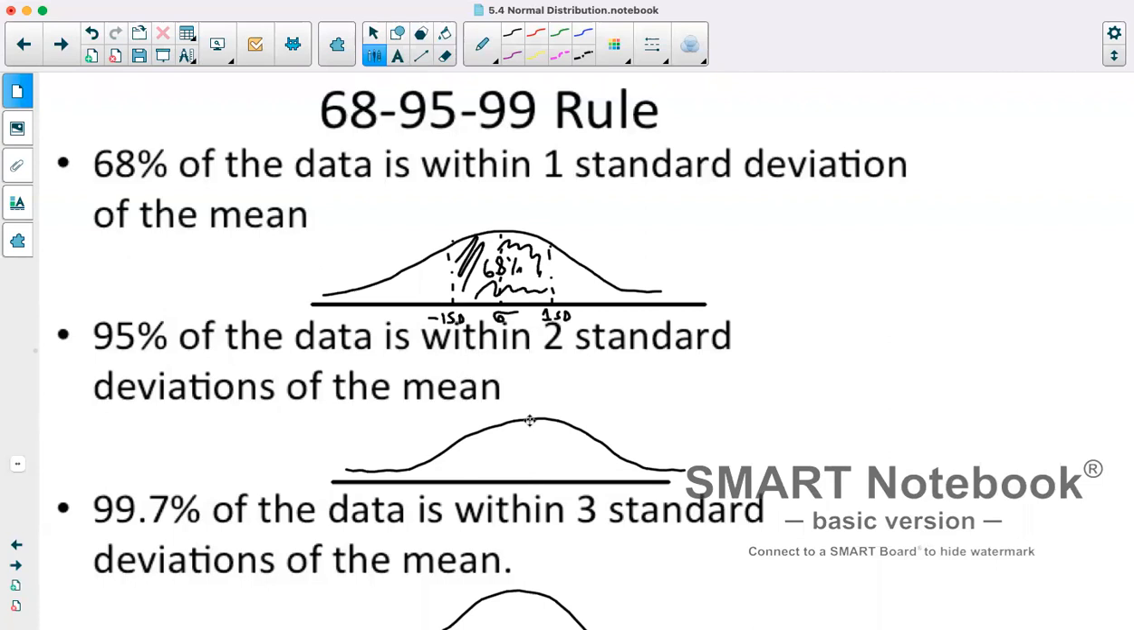Now, with the second part, 95% is within 2 standard deviations of our mean. So if our mean is here, we have one standard deviation there, two standard deviations here, negative. And we have -2 standard deviations here. Then this total area represents 95% of the data between -2 and +2 standard deviations.